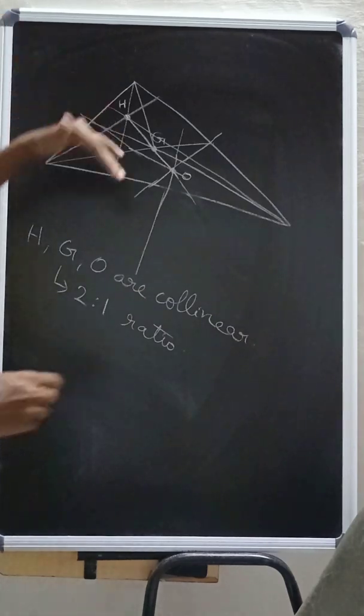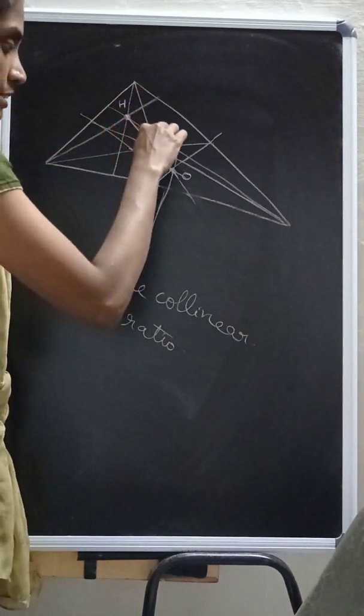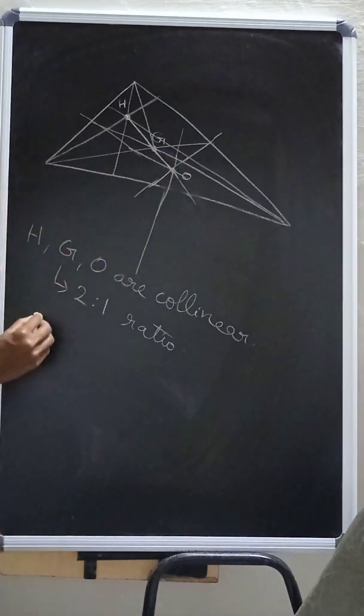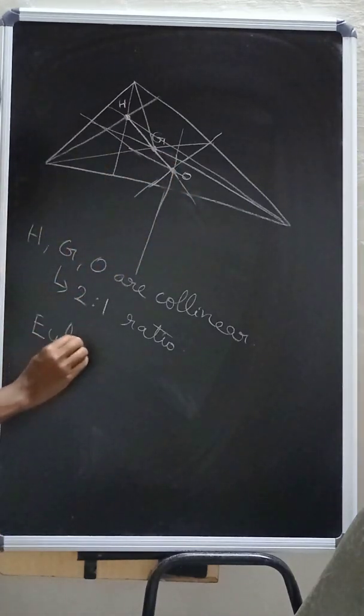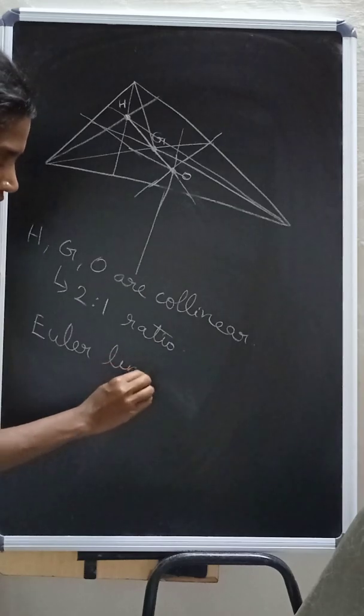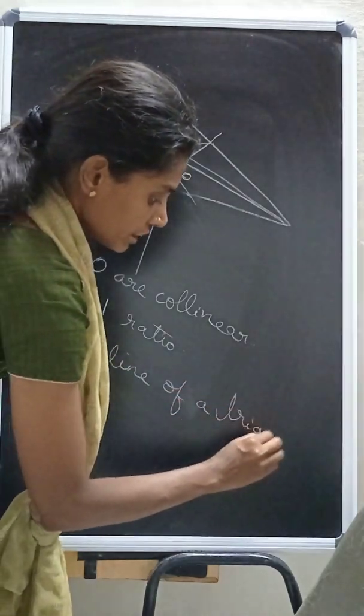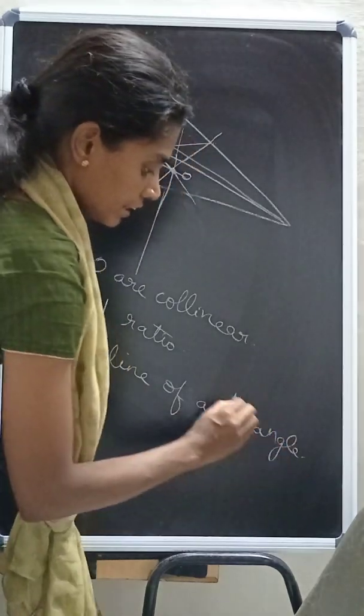This connecting line of the triangle HGO is called as Euler's line of a triangle. Euler line of a triangle.